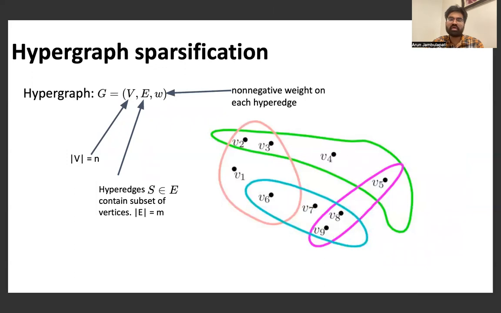In our talk, I'm going to generalize this notion of graph sparsification to hypergraph sparsification. So what is a hypergraph? A hypergraph is a collection of vertices, hyperedges, and weights, where each hyperedge is a subset of vertices in the input, and each weight is some non-negative number assigned to every hyperedge. You could imagine this collection of subsets on this vertex set corresponds to a 4-edge hypergraph on these vertex sets here.